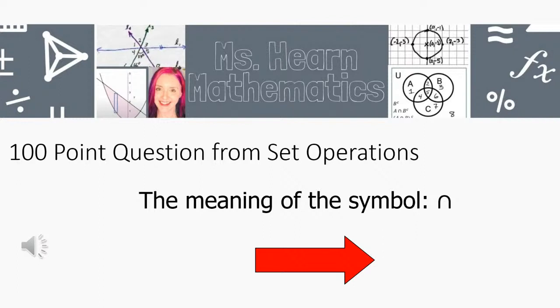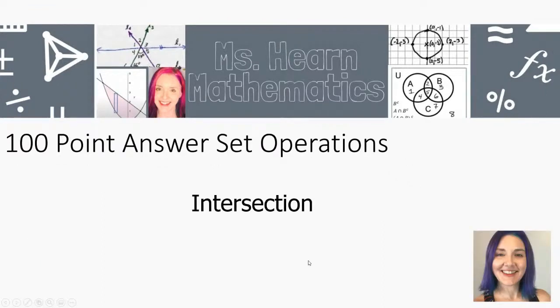And so the question is, what's the meaning of this symbol that's showing on the screen? Okay, good. So the first question is, the answer is intersect. You can say it either way. Perfect. So I'm going to give each of you points for that.